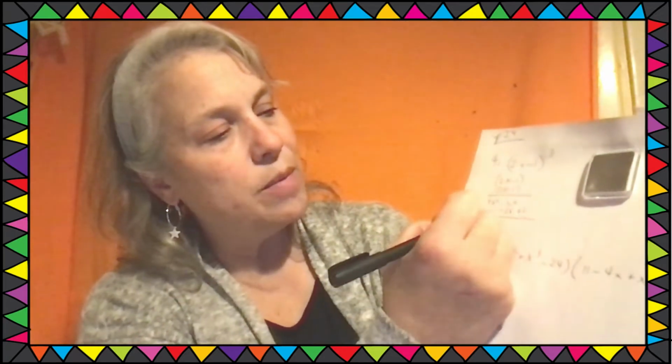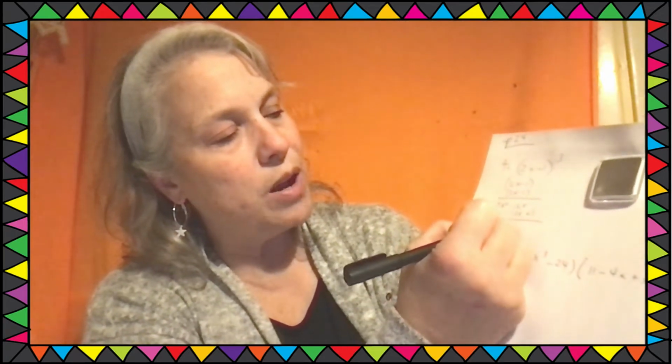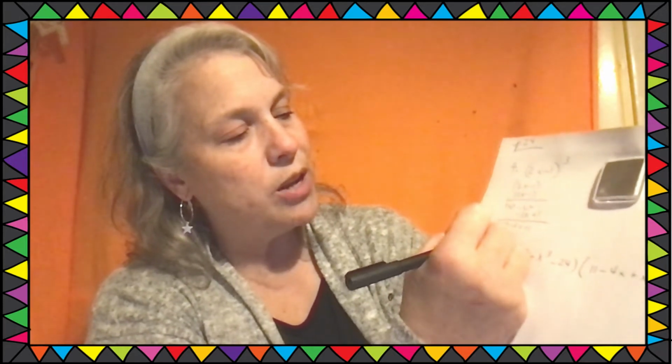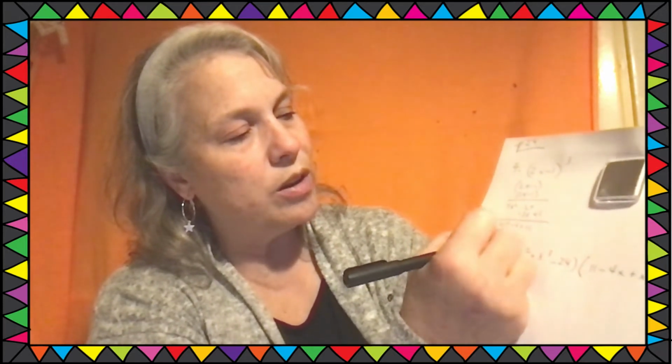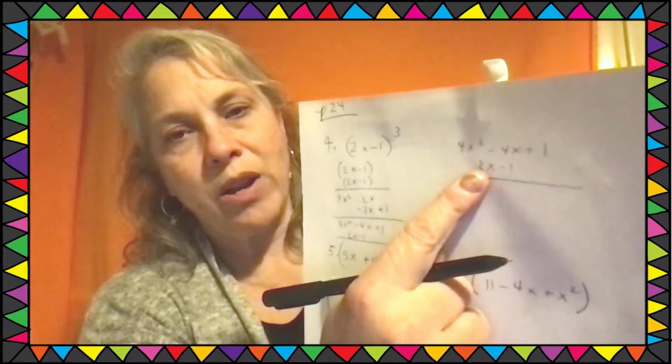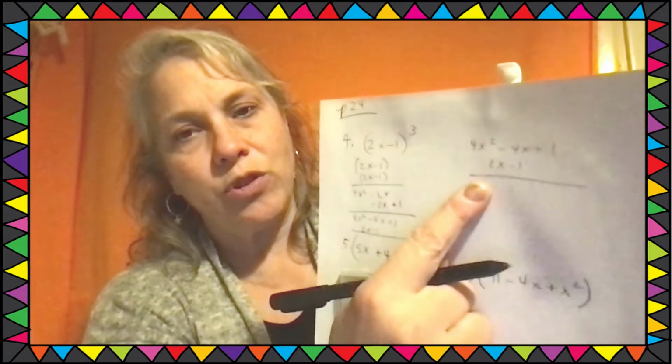And then I add them up: 4x squared minus 4x plus 1. And now I have to multiply that by 2x minus 1. Okay, so I'm going to need some more space. So I'm going to go up here and rewrite it: 4x squared minus 4x plus 1 times 2x minus 1. I have a binomial on the bottom, so that means I'm going to have 2 rows on this bottom part.